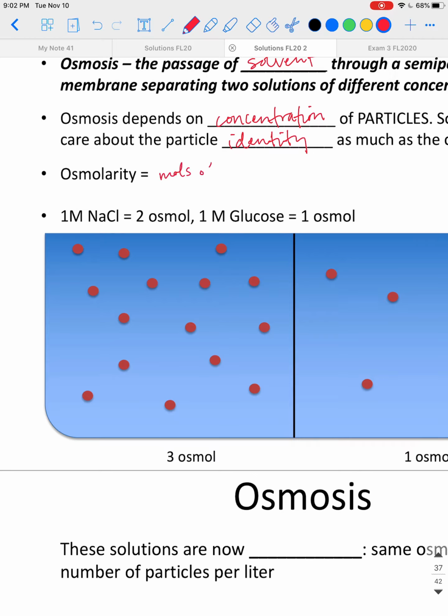So now that we've talked all around osmolarity, what is it? It is the moles of particles per liter.